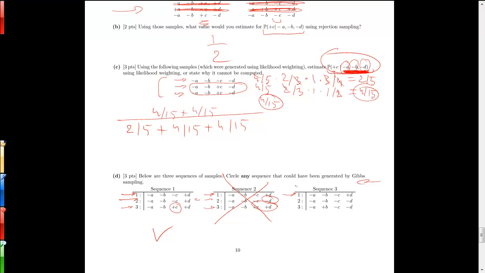Here we start with a sequence with an instantiation minus A minus B minus C plus D. We resample one variable, we get one change. That's reasonable for Gibbs sampling. Then in the next step here, we again get one variable that changes, so that's consistent with Gibbs sampling. And so this third one could also be generated by Gibbs sampling.